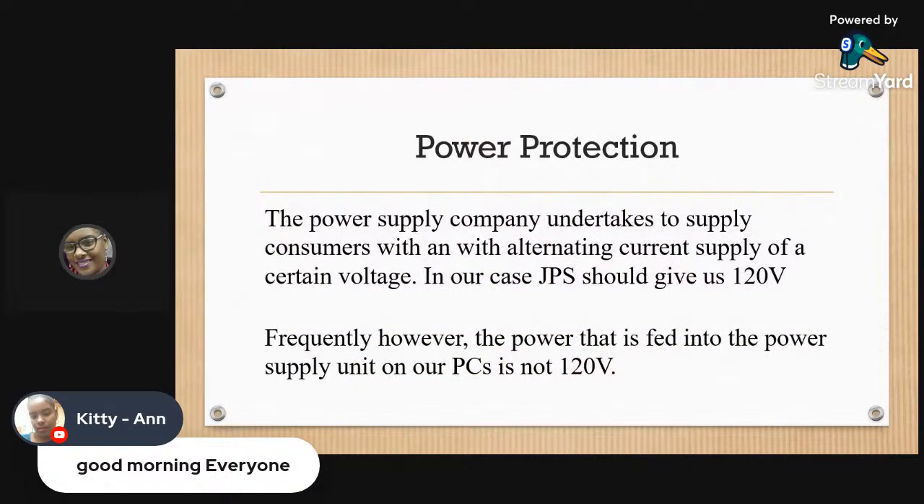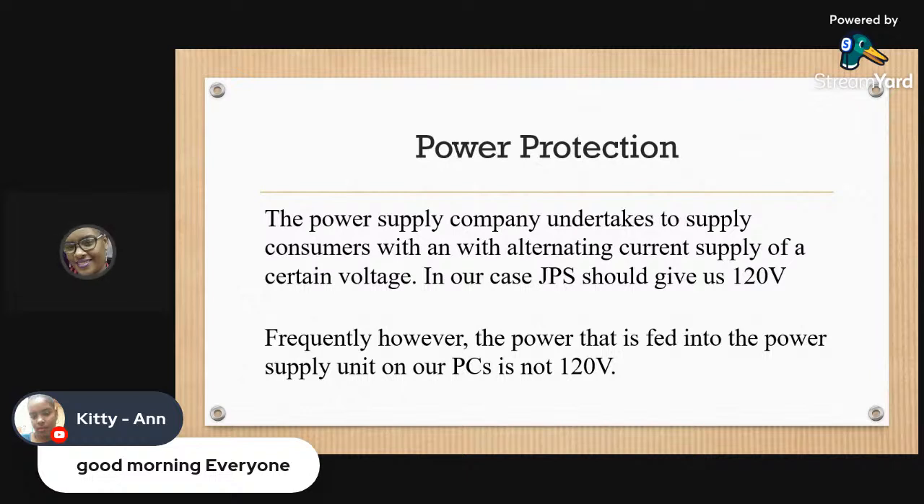All right, so we're now at power protection. As you would have said before, for this component, large organizations find and utilize it and see that this is very important, and as such they invest in power protection. But why do you need to protect your system from the power that is used to run it?